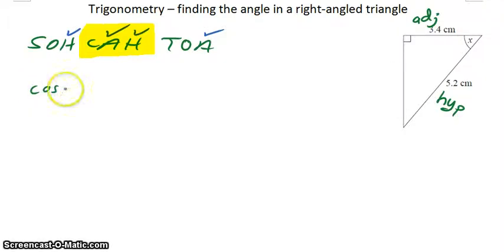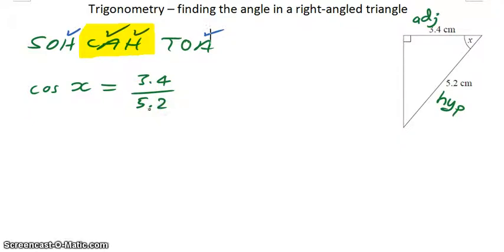The cosine of the angle, it's always to do with the angle, so sine, cos and tan are always connected with the angle. So the cosine of the angle, well, the angle is called x, must be the adjacent side, which is 3.4, over the hypotenuse, which is 5.2.